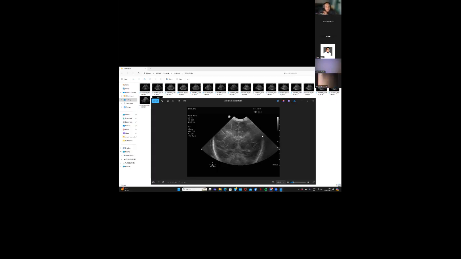Is your CRP elevated? Yes. The CRP is around 80, procalcitonin is 160, and there is deranged coagulation as well. Okay, carry on.